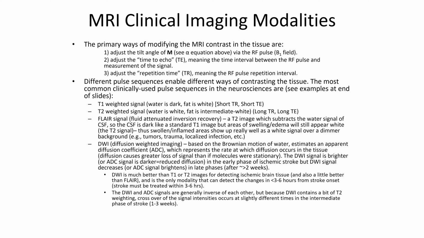Now, the DWI and ADC signals, I mentioned earlier that they're generally the inverse of each other, but because DWI contains a little bit of T2 weighting, the crossover of the signal intensities occurs at a slightly different time in the intermediate phase of a stroke, around 1 to 3 weeks. So you can really differentiate how long ago a stroke occurred with these imaging modalities as well.